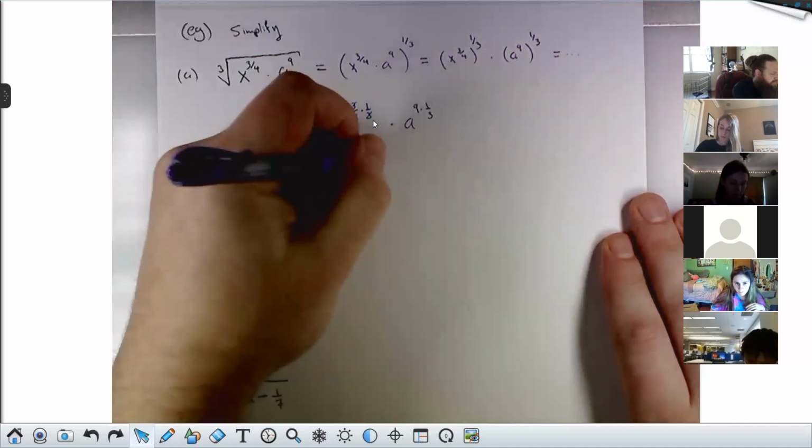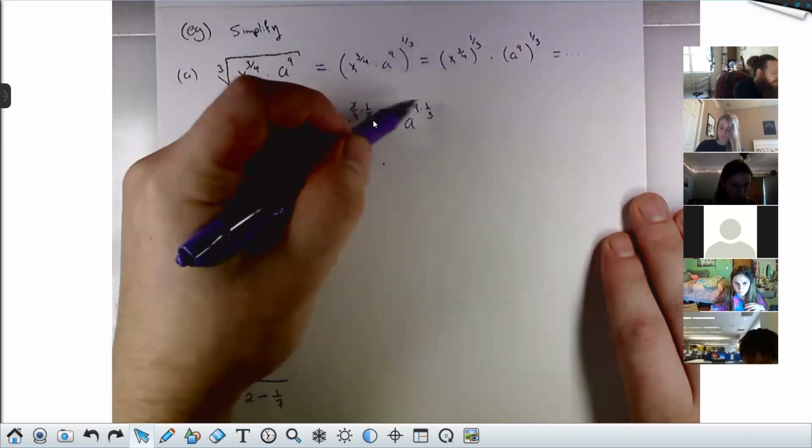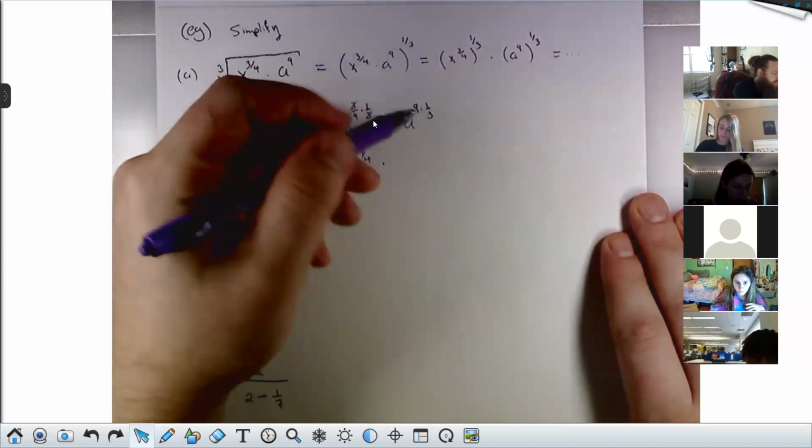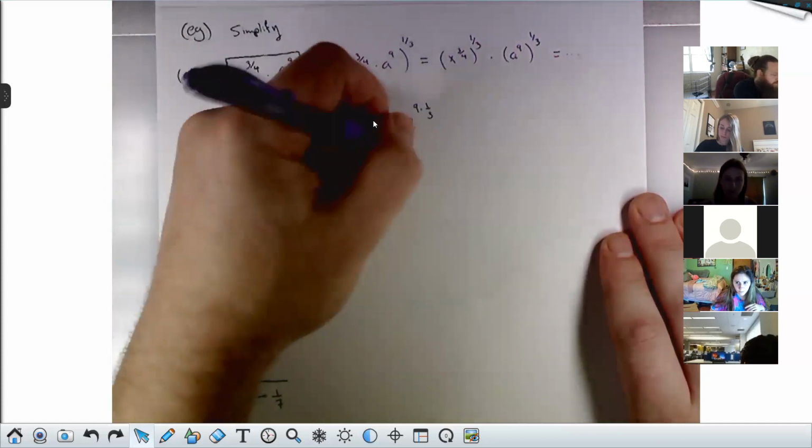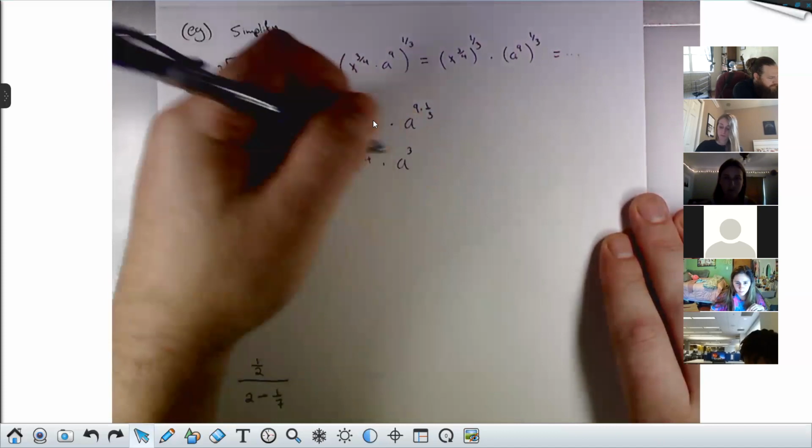And the second piece is similar. A to the 9 times 1/3. Well, that's 9/3 or 3. Or you can think of 9 as 3 times 3 and cancel one of the 3's. You just get a cubed.